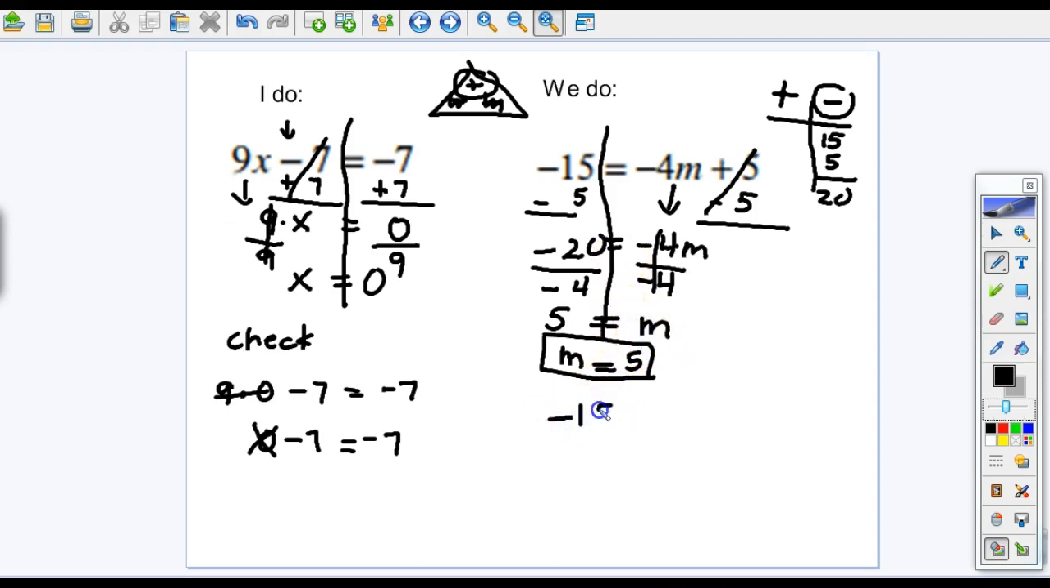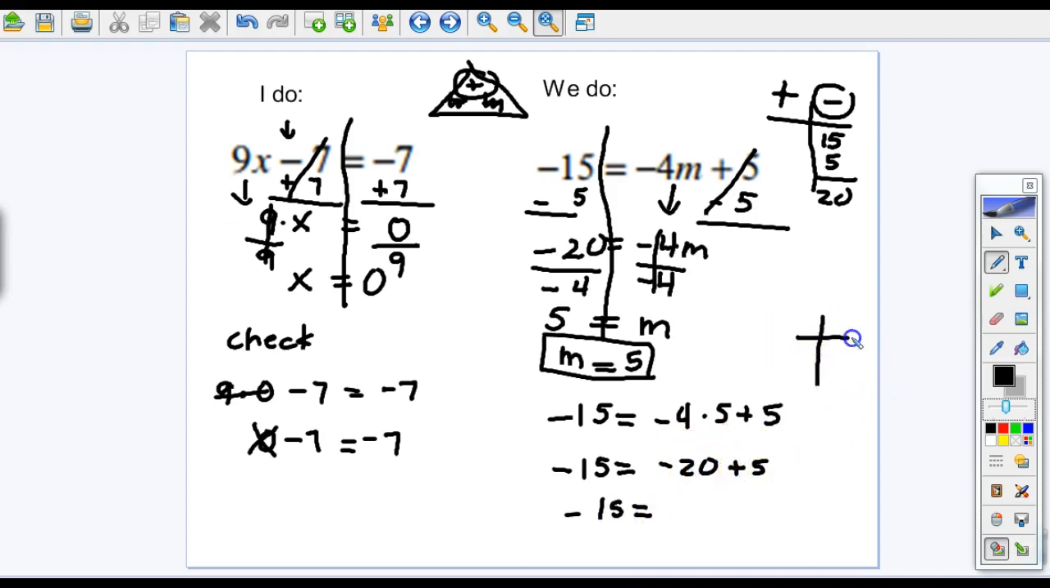So I have -15 is equal to -4 times m. We said m is 5, so I'm going to put 5 here, and then plus 5. So let's go ahead and solve this. -15, I'm not doing anything to, but I'm going to multiply before I add. So I'm going to multiply. -4 times -5 is going to give me -20, and bring down my 5. Once again, bring down my -15. So I have a negative and a positive.